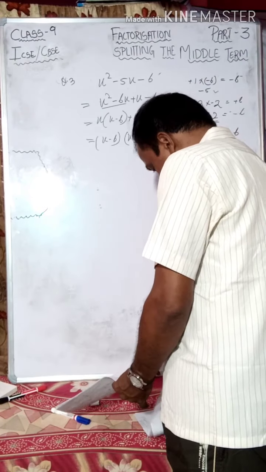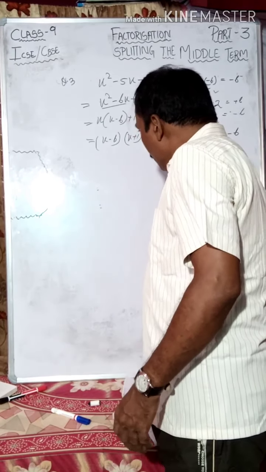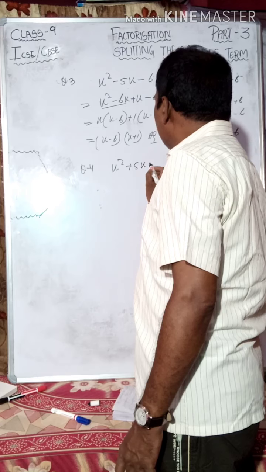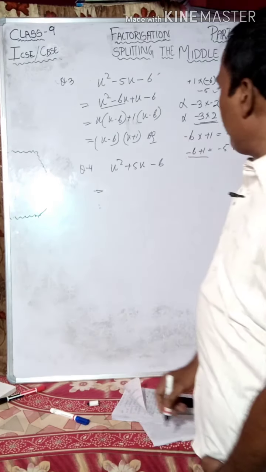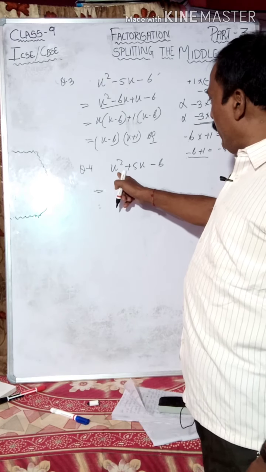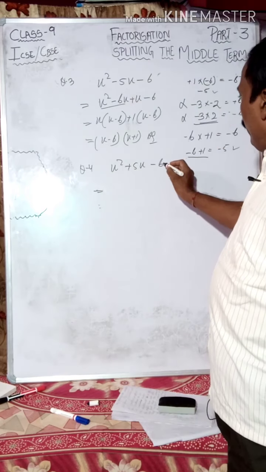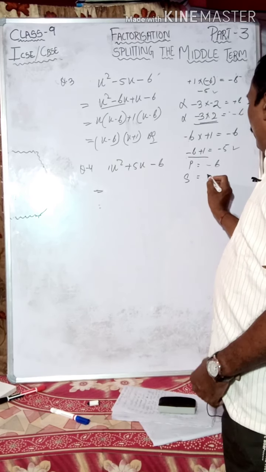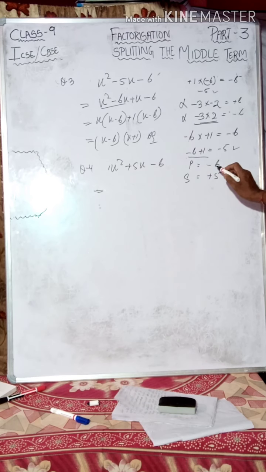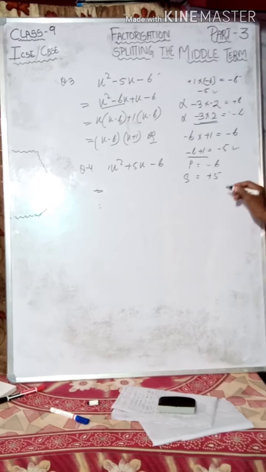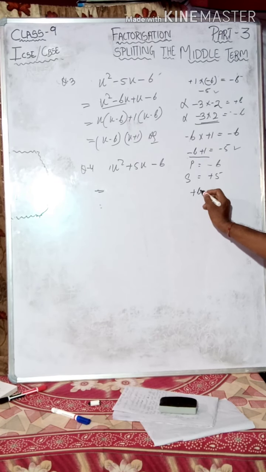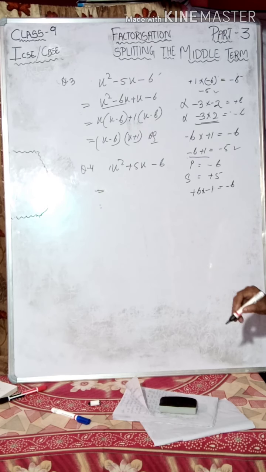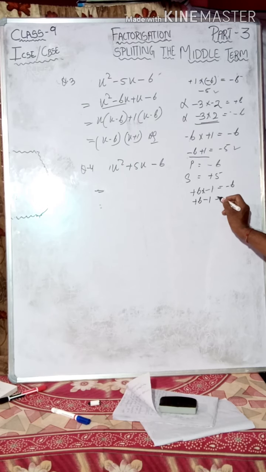Next question, question number 4: x square plus 5x minus 6. Here 1 into minus 6, the product will be minus 6 and the sum will be plus 5. What are the numbers? Product minus 6, sum plus 5. So we will take plus 6 into minus 1, that is equal to minus 6, and plus 6 minus 1 is equal to plus 5.